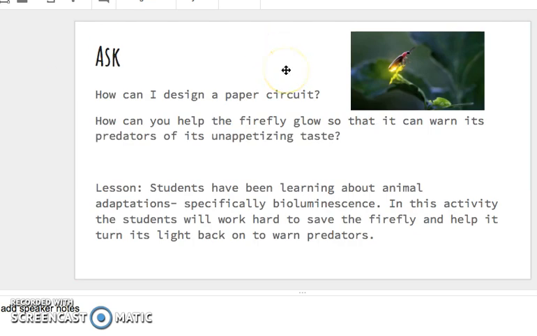For the ask, my first question is, how can I design a paper circuit? And I thought about how I can actually use this for an educational purpose in my second grade classroom. So I thought about how we talk about animals and animal adaptations. My second question is, how can you help the firefly glow so that it can warn its predators of its unappetizing taste? In this lesson, students have been learning about animal adaptations and specifically about bioluminescence. In this activity, the students will work hard to save the firefly and help it turn its light back on to warn its predators.